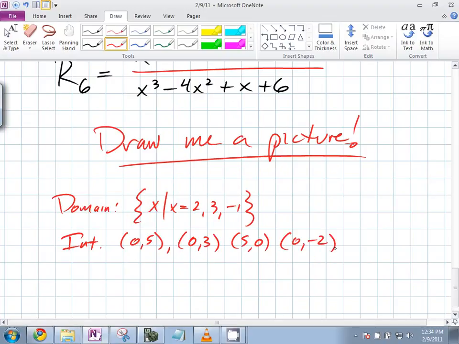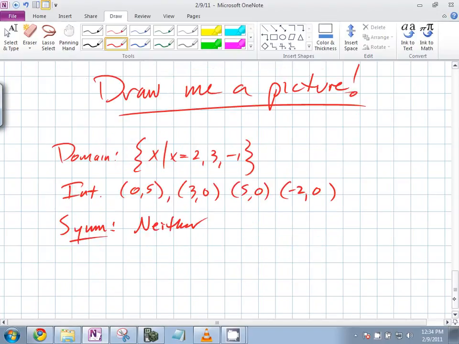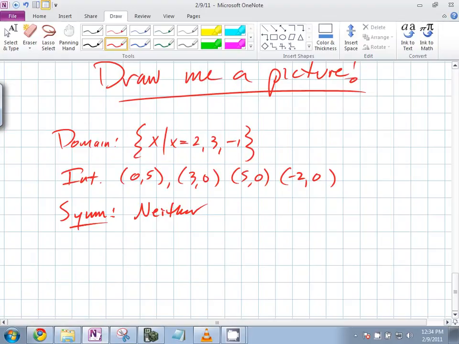Anybody want to challenge any of that? I see 2 Y intercepts. No, there shouldn't. Oh, maybe I said that. It's 3, 0. 3, 0, 5, 0. And I see 2. It's -2, 0. Is that it? Okay. Symmetry. And we're going to go with Lawler. Neither. Agree? Anybody want to challenge? Wait, for what? Symmetry. Oh, nope.